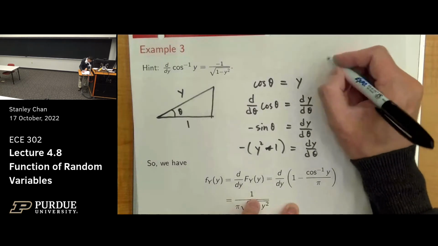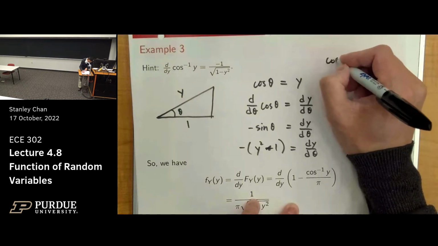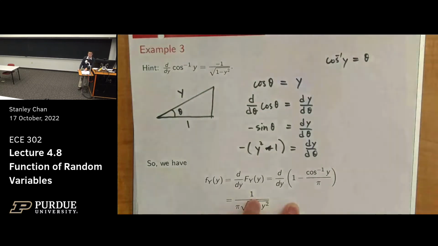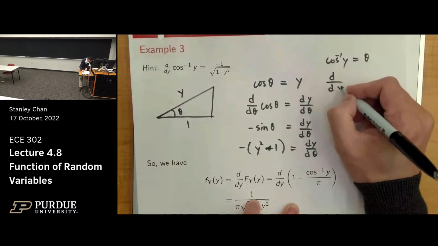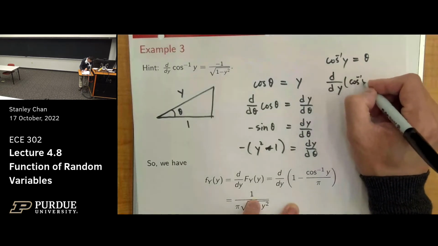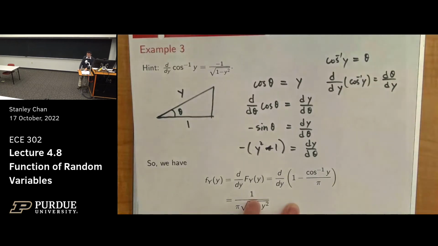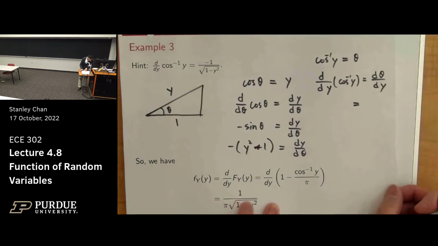Okay, so what is cosine inverse of y? Cosine inverse of y is just theta, right? So if I want to take the derivative with respect to y, then I'm really taking the derivative of theta with respect to y. Okay, so this is going to give me.